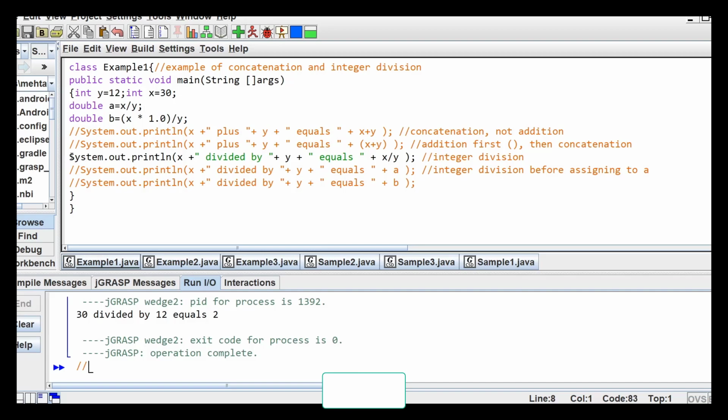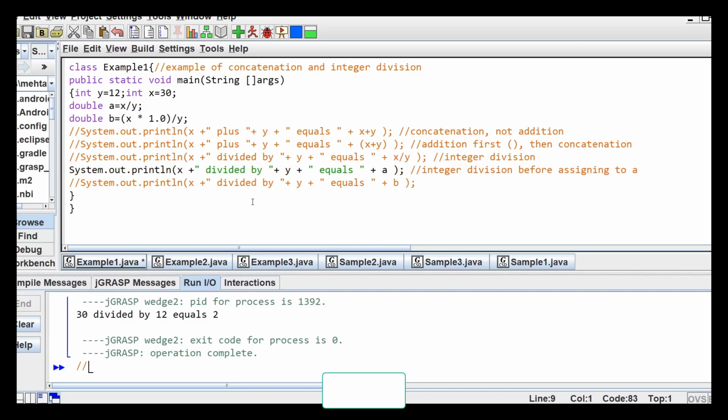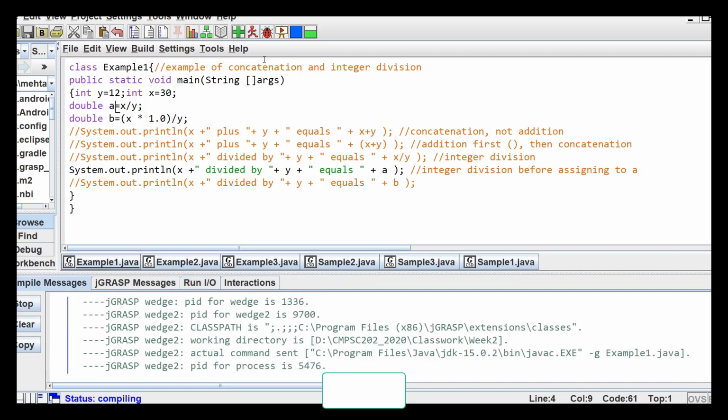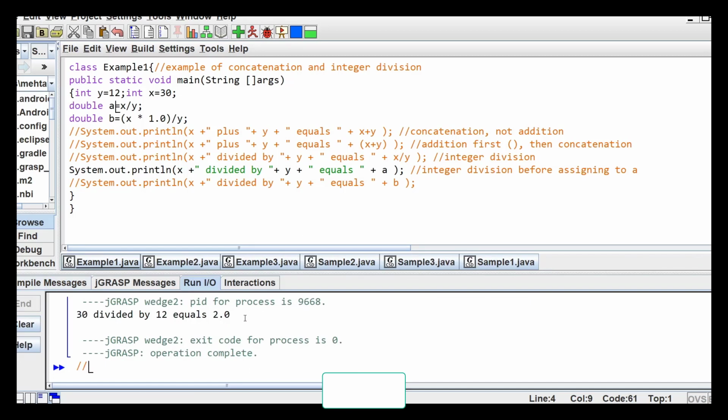So how do you get around this? Let's look at our next line here. Before we got to the print line, we said, well, let's have a double. We'll call it A, and we'll take X divided by Y, so integer divided by an integer, but we will store the result in a double and everything will be okay. Not so okay. 30 divided by 12 equals 2.0. It is a double. It just is not the right double.